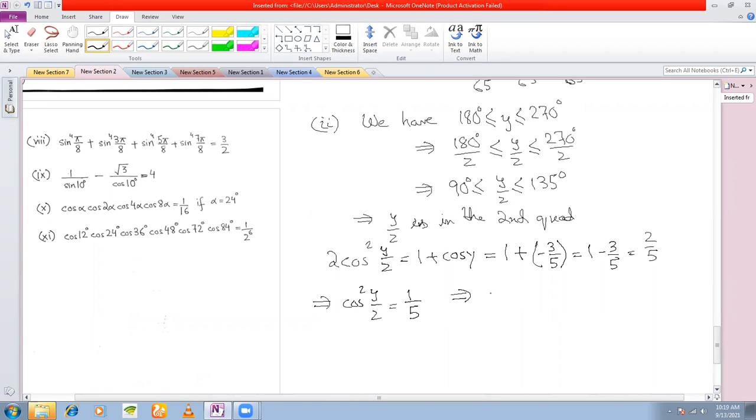So that means cos y by 2 will be equal to square root of 1 by 5. So which sign should I take? Positive or negative sign? y by 2 is in the second quadrant. Cos is negative in the second quadrant. We choose the negative sign, right? So that means cos y by 2 is equal to, you can write here, since y is in the second quadrant, cos y by 2 is minus 1 by root 5. That's your answer.